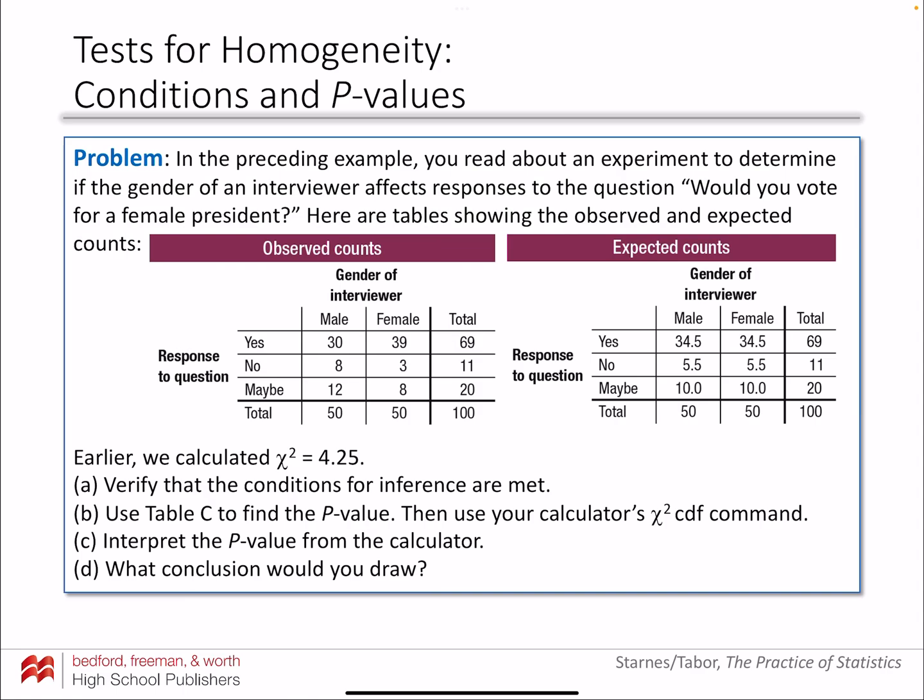So in this case, here's just a recap of observed and expected counts. We calculated our chi-square test statistic to be 4.25. Now we're going to check conditions, calculate a p-value, and draw a conclusion. So, conditions.